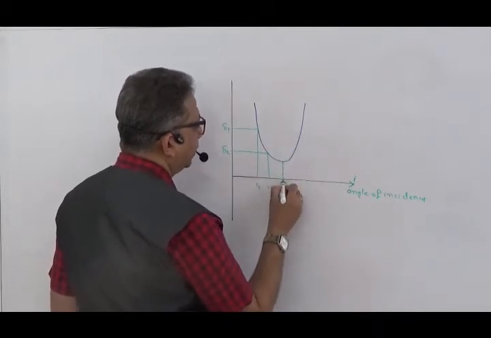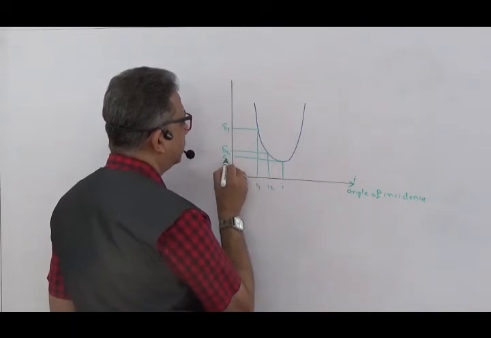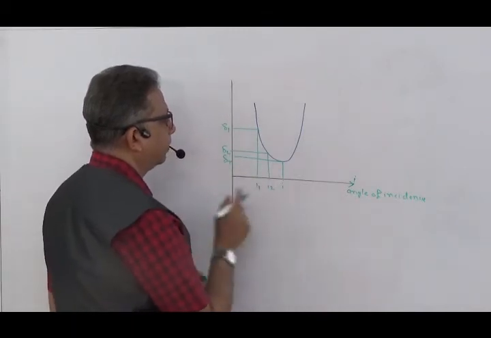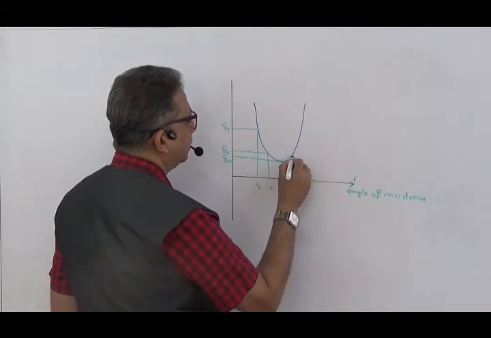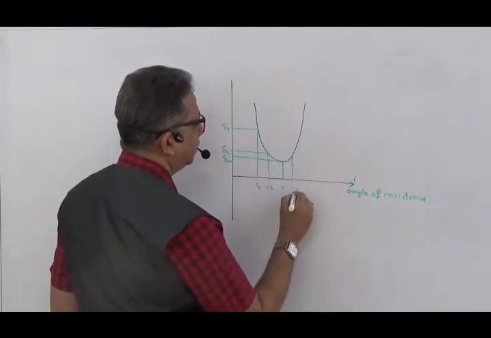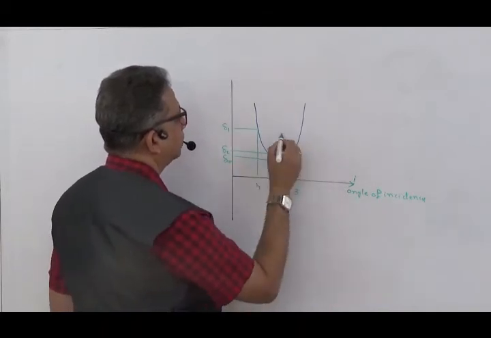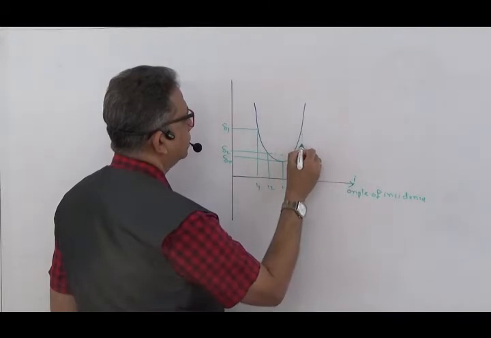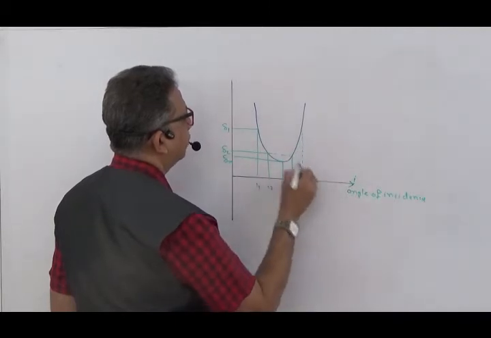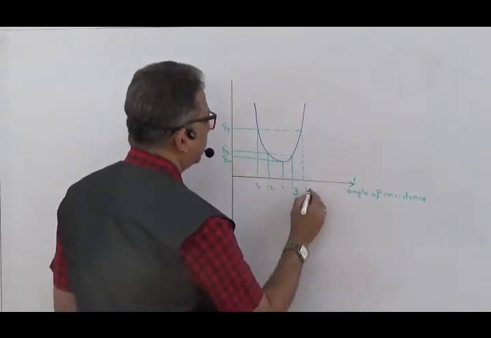Then here when it is I, this becomes the minimum deviation, so it is called delta M. After that I is again increased to maybe I3, for which again it will have a deviation D2. Then again maybe slowly when it is increased to I4, it will have the same deviation D1.